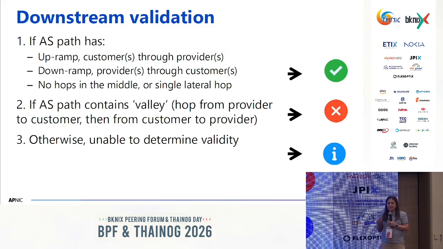Number 1, if an AS path has an up ramp, so how many customer to provider links you will have, but eventually goes to a down ramp. Again, this is the typical mountain structure, right? And there are no hops in between or single lateral hops. This one is considered as valid. However, if there is a valley, a provider to customer to provider hop, then it will be invalid. For all other cases, we cannot determine, therefore it is going to be unknown. So those are the use cases.